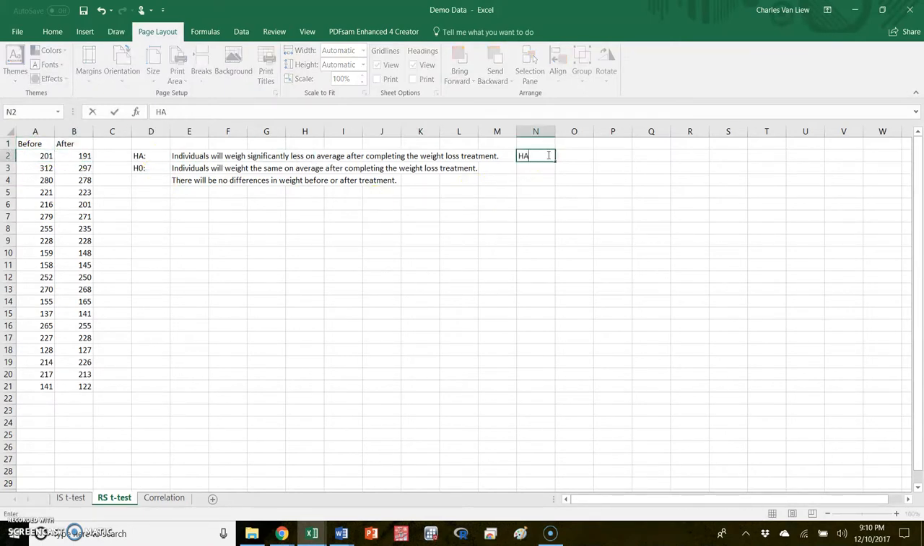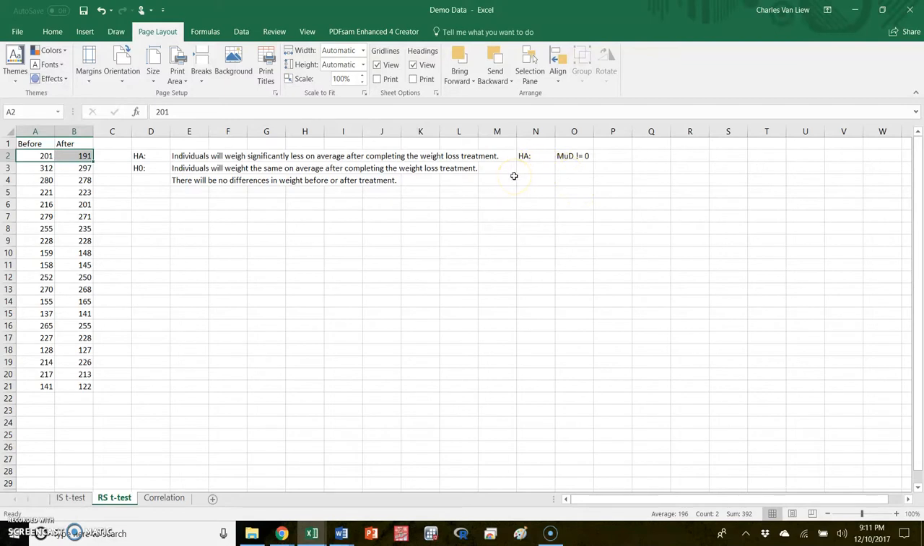In terms of the notation, now I can't do all the symbols in Excel. We can do it in Microsoft Word to get characters like mu. But for now, I'm just going to write them, spelling them out. So under the alternate, what we would say is that the average difference does not equal zero. That is, that the average difference between before and after for the sample is a non-zero number. That is, weight has changed significantly.